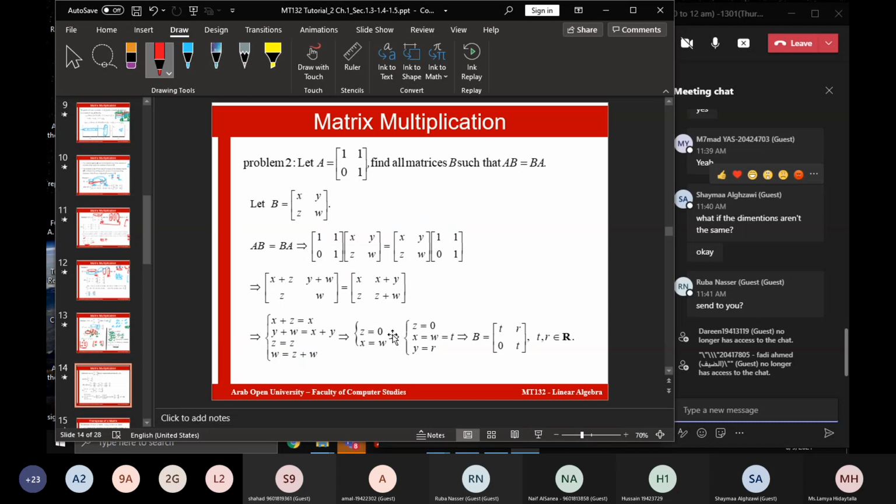Let's solve this one. Find all matrices B such that A times B equals B times A.